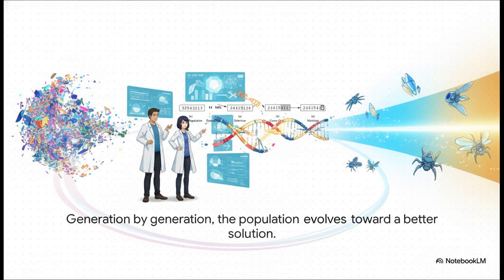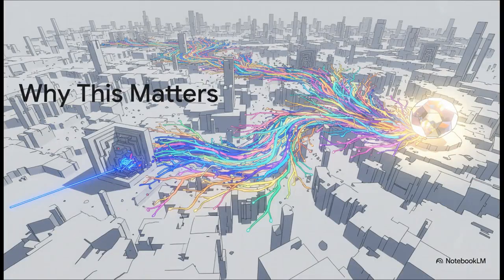It all starts with this total mess of random solutions on the left. The algorithm tests them, picks the best ones to be parents, and then combines their DNA through crossover and mutation to make a new generation. And this new group is, on average, just a little bit better than the last one. Do that thousands of times, and the solutions can't help but evolve, getting better and better, closer and closer to the perfect answer. So why is this such a big deal?